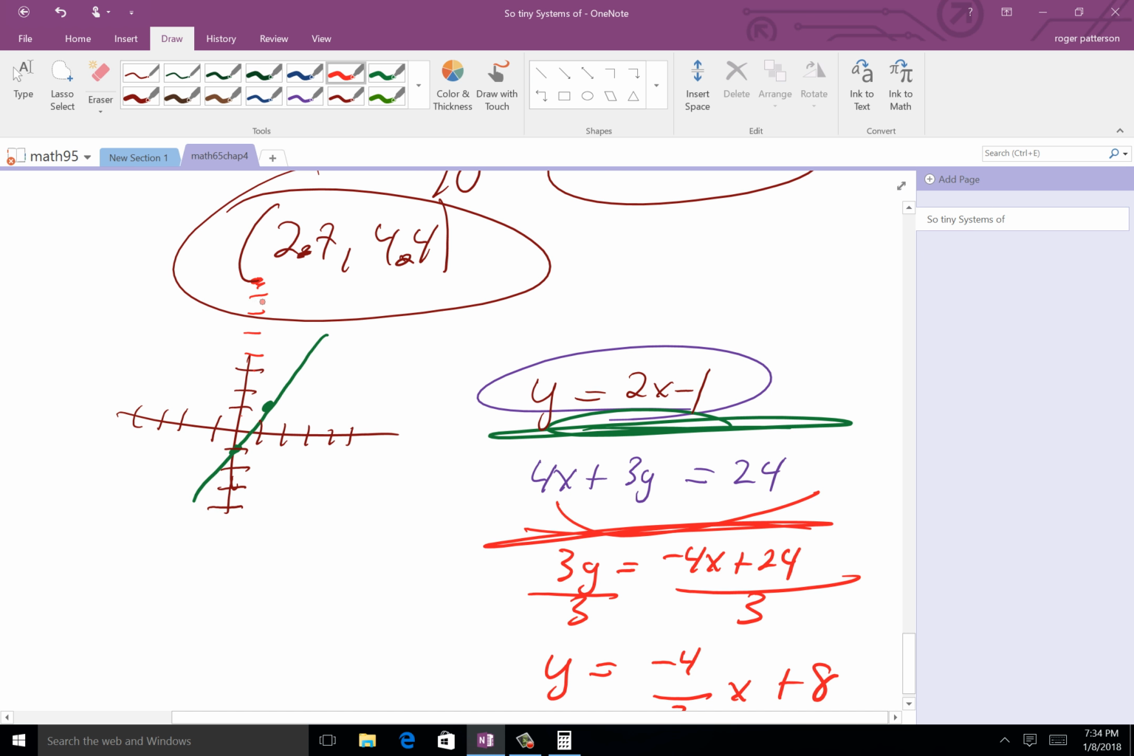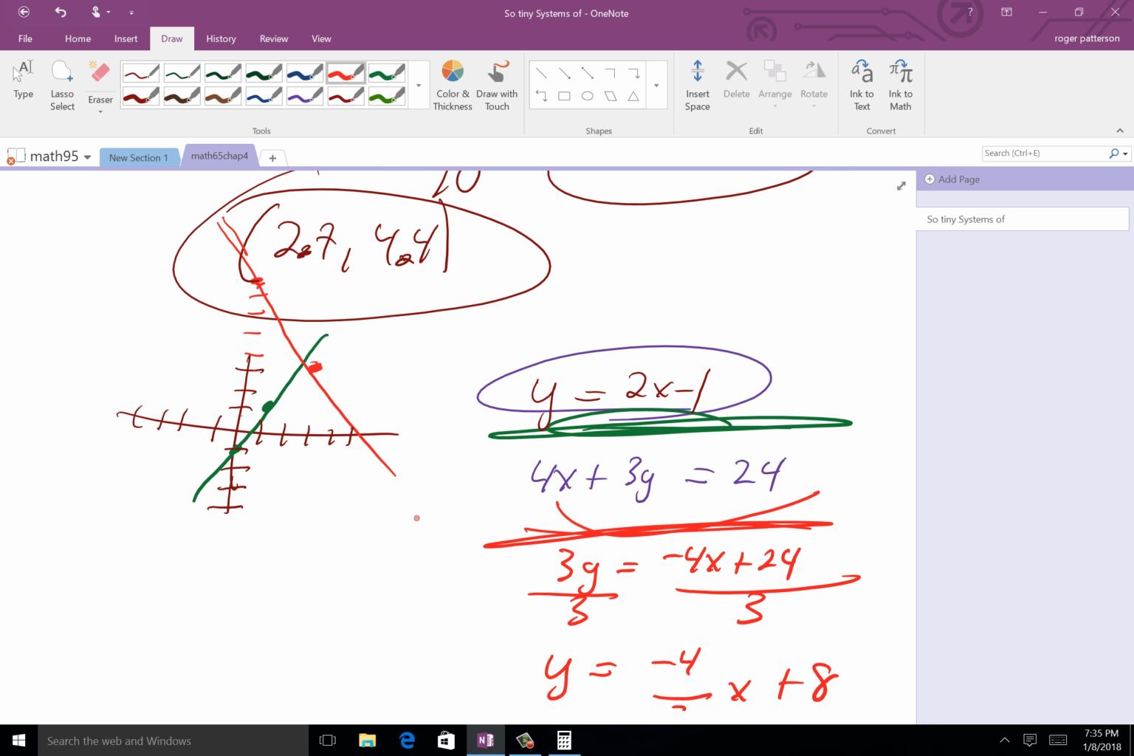Down 4, 1, 2, 3, 4 over 3. Put a dot, cross it. Okay, so I'm getting an estimated point of somewhere between 2 and 3, and somewhere about 3 to 4. So see how I'm pretty close, right? It's not great, but if you graphed it and this line was way over here and you were getting a negative, then you can say, oh man, I messed up somewhere.